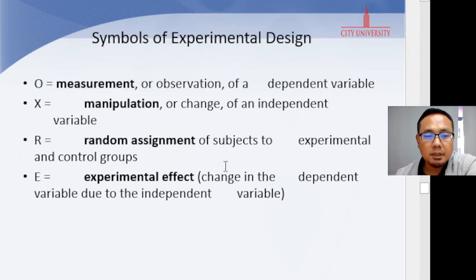Right, these are just a few terms that we can denote. Manipulation we can denote as X, and random assignment, and experimental effect, are symbols of experimental design. O is the denotation for measurement or observation of a dependent variable. Manipulation we can denote as X, or change of the independent variable. Random assignment can be denoted as R, of subjects to experimental and control groups. Experimental effect we denote as E, the change in the dependent variable due to the independent variable.